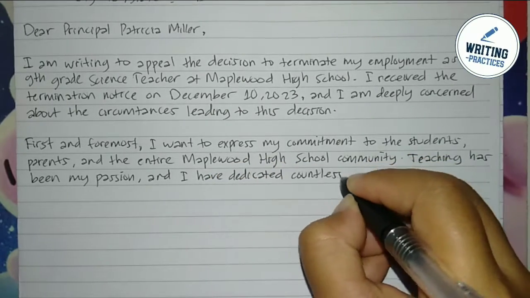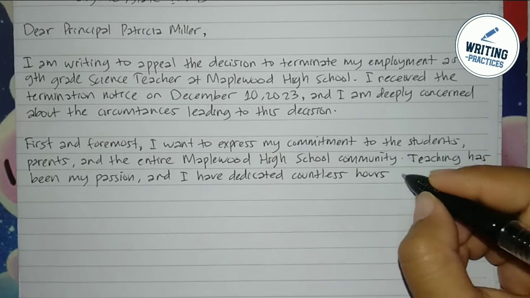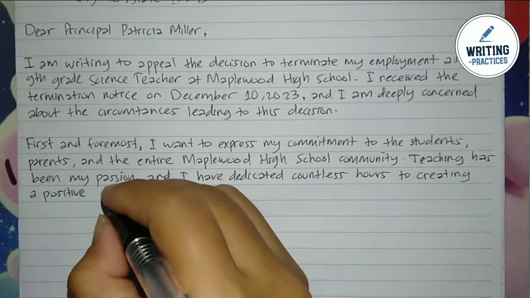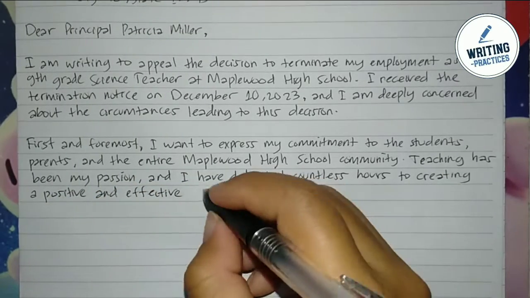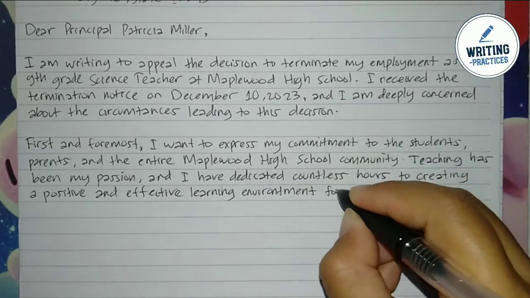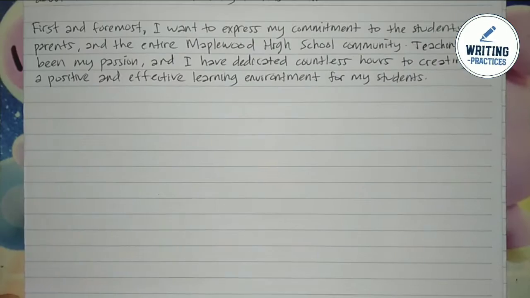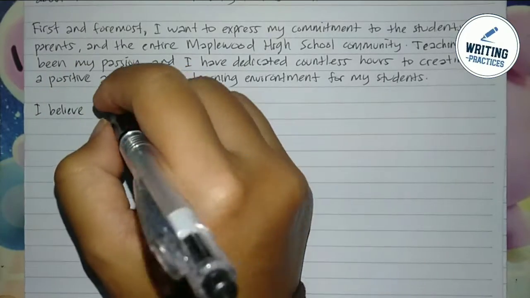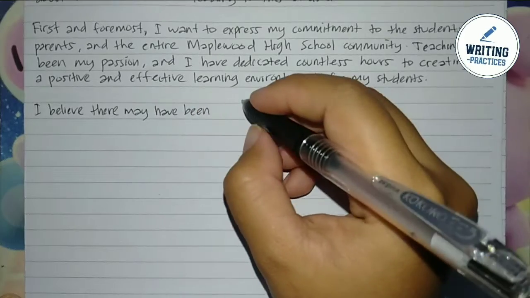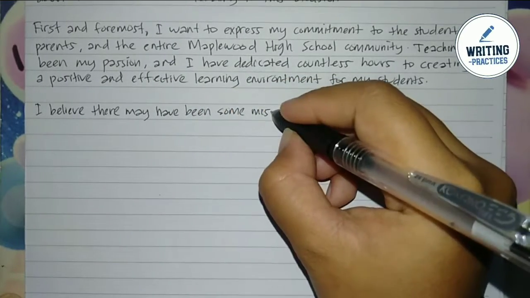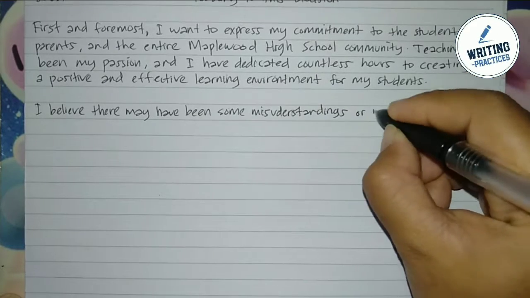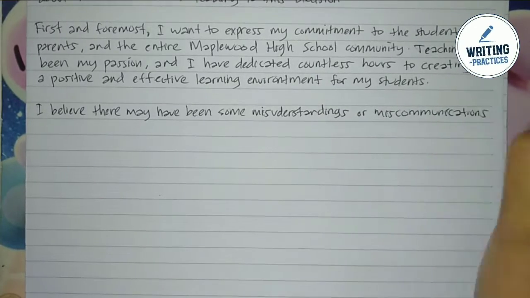Teaching has been my passion. And I have dedicated countless hours to creating a positive and effective learning environment for my students. Sure, you can modify the template based on your preference. In the third paragraph, this is the place where you write your clarification request. Without a doubt, you need to write the points where you mention any misunderstandings, or maybe miscommunication, that may have contributed to the termination. In short, convince the recipient that the termination should not happen.